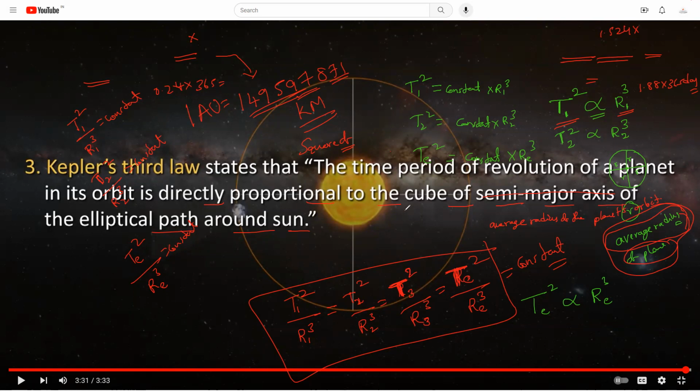So from this only Mr. Newton derived Newton's law of gravitation, the most important law which is universally accepted. We are going to study Newton's law of gravitation in tomorrow's class, and we are going to derive the relationship between Newton's law of gravitation and Kepler's laws, and how Mr. Newton used Kepler's laws to derive the universal law of gravitation. We'll study that in tomorrow's class.